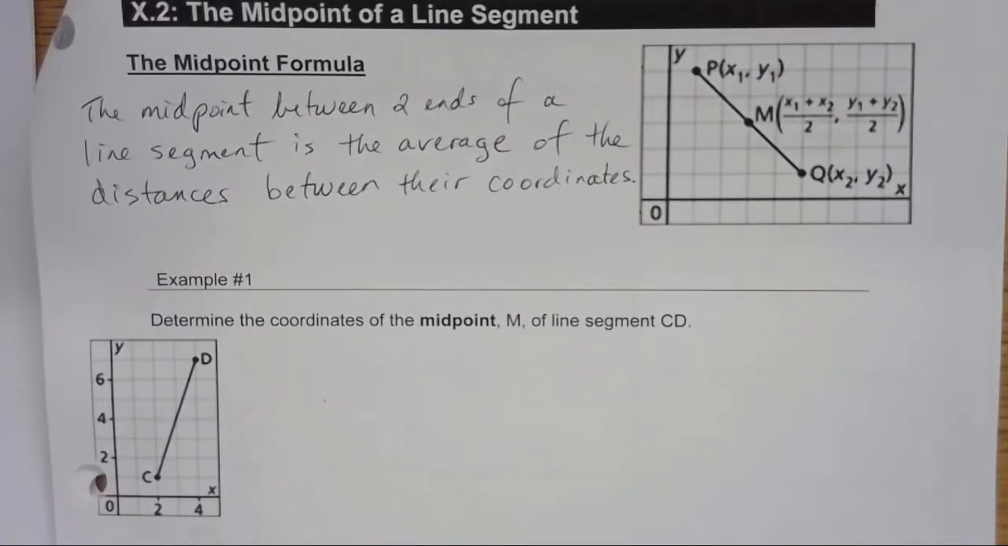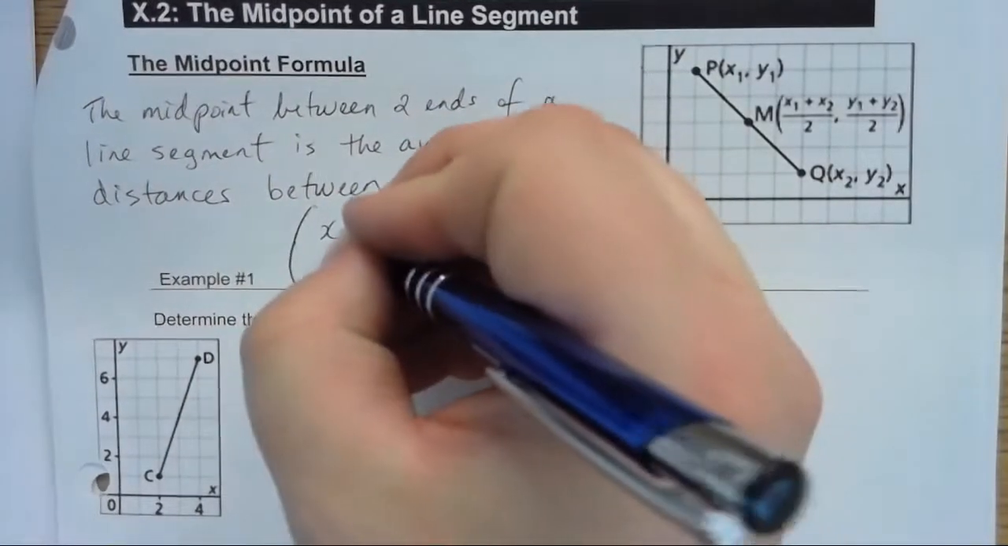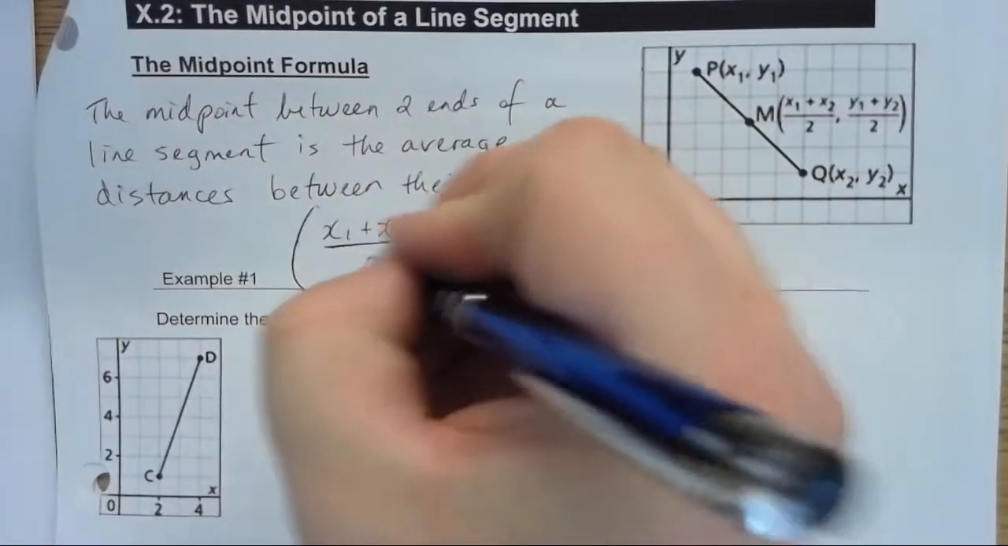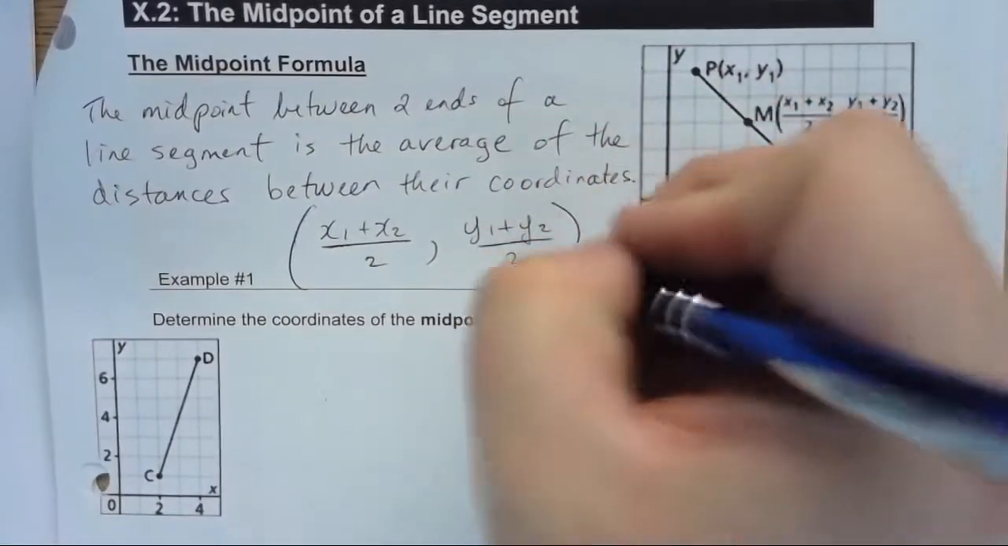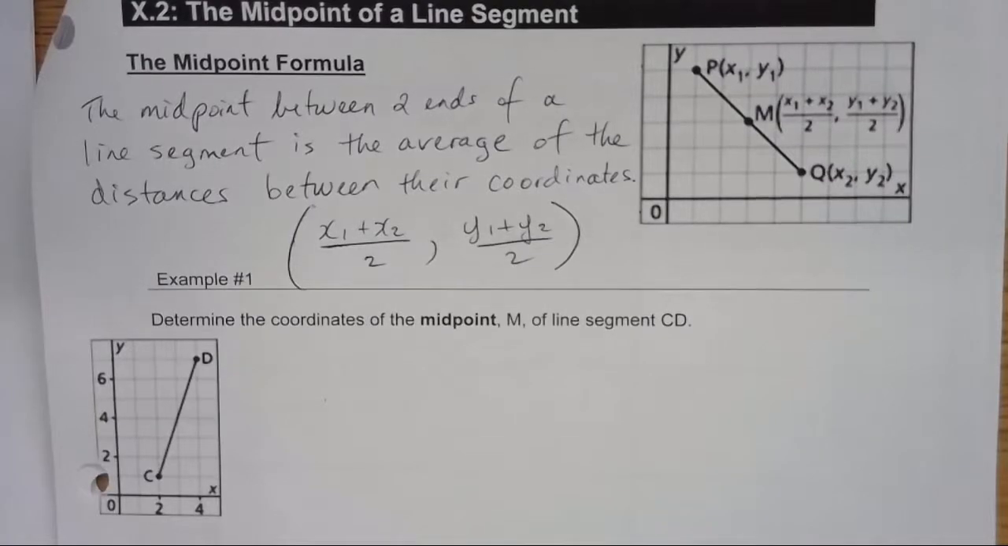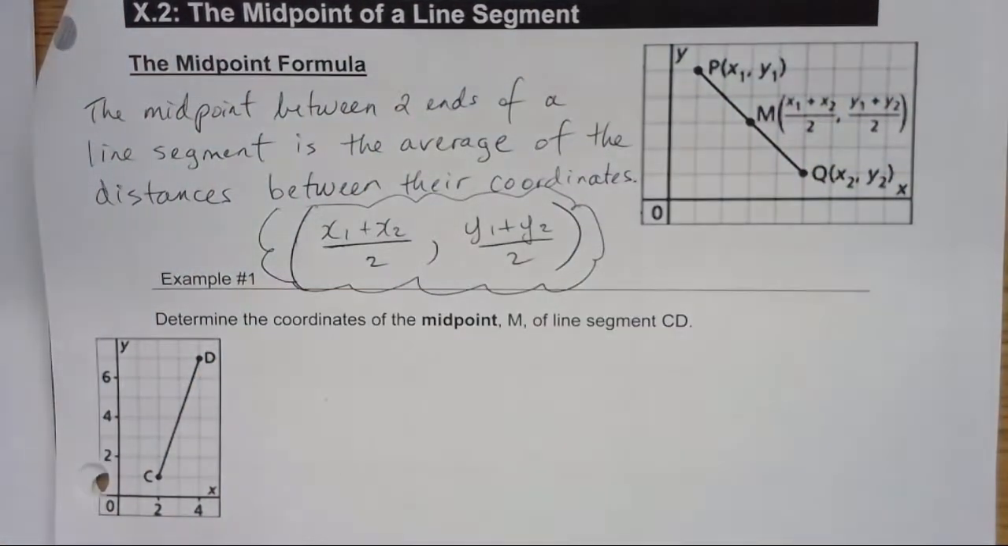How do you find the average between two numbers again? You just half them? No, you add them and then divide by 2. Beautiful. You take the x coordinates, you add them, divide by 2. You take the y coordinates, you add them, divide by 2. Beautiful. And that's it. That's the formula. Happy cloud. That's what it'll say on your formula sheet.